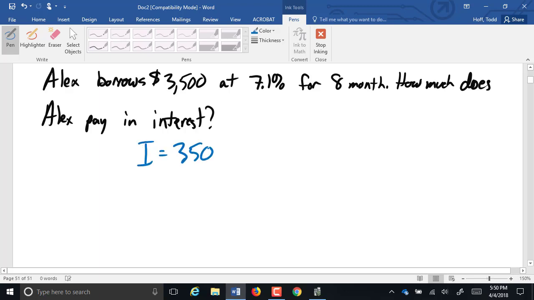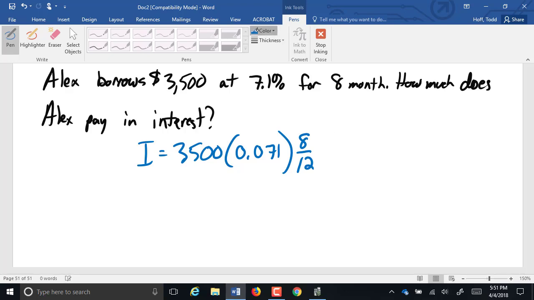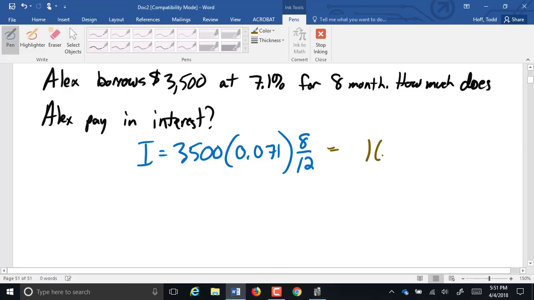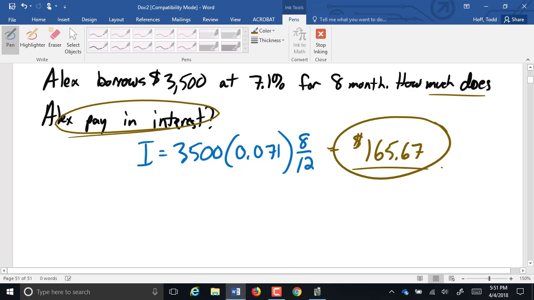So our principal is 3,500. Our rate is 0.071. And yes, 8 months is 8 over 12. So 3,500 times 0.071 times 8 divided by 12. 165.67. $165.67. Now, do we need to add that on to the 3,500? No. It just says how much interest is paid. So that's the answer. That's the interest. Any questions?